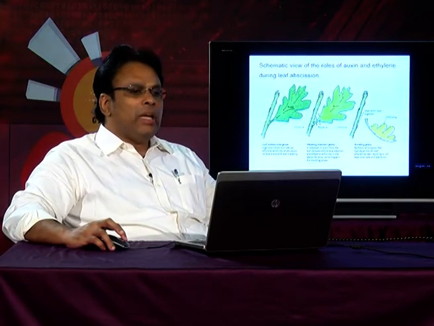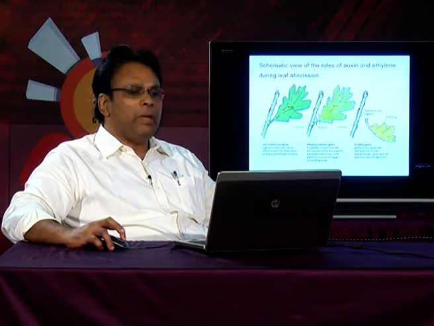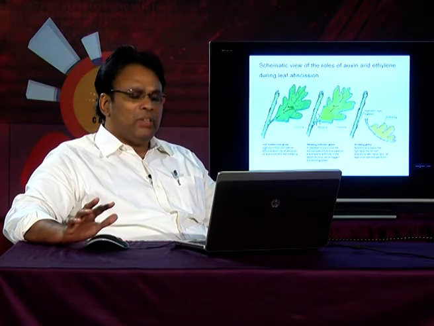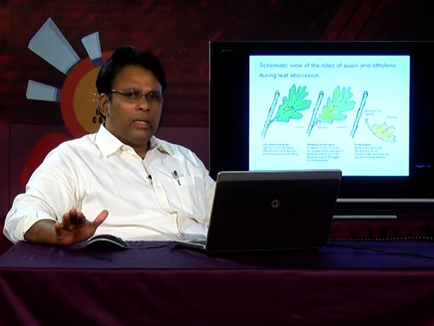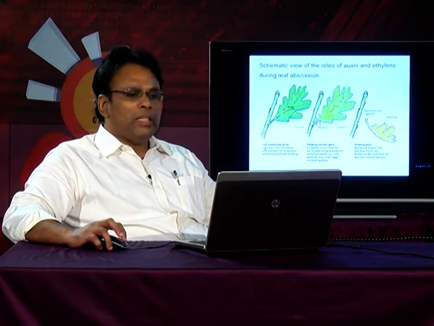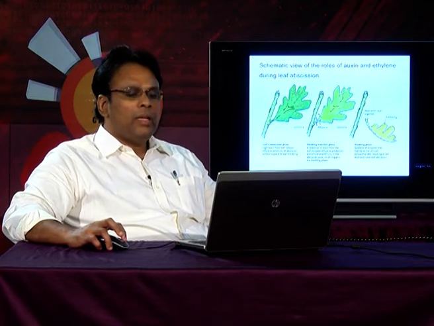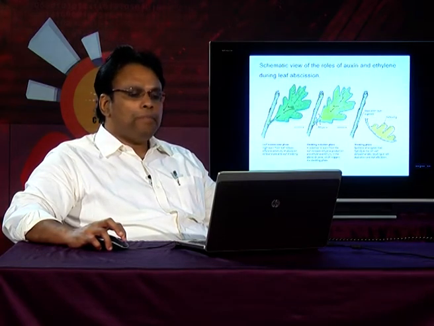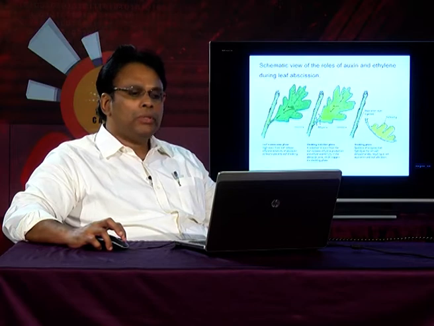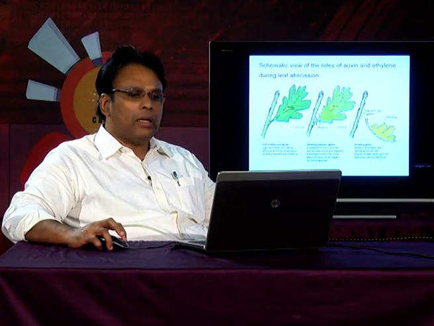Normally there is an auxin gradient from the tip of the leaf towards the base of the leaf, and this normally occurs during the maintenance phase of the leaf. The leaf is live, green, photosynthesizing, but when senescence starts, in what is called the shedding induction phase, more ethylene is produced at the base of the leaf, the petiole region, and the auxin gradient which we saw over here is cut out.